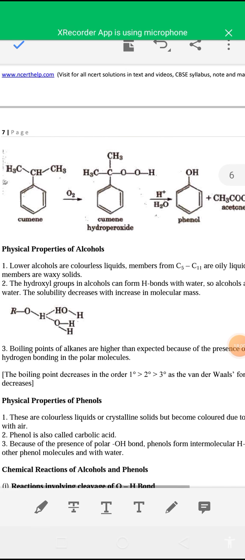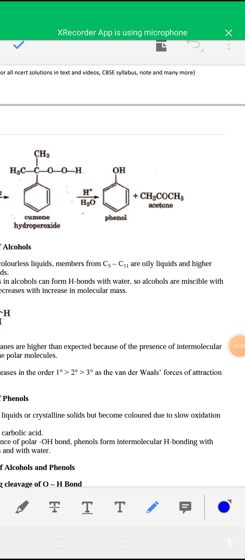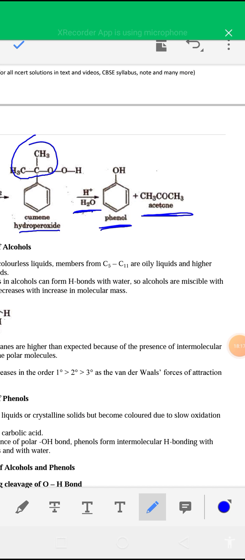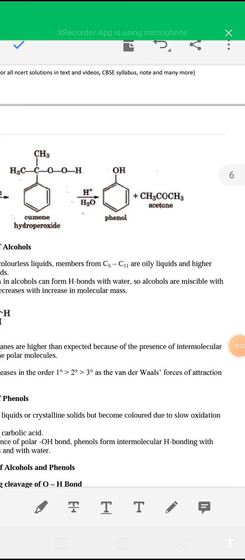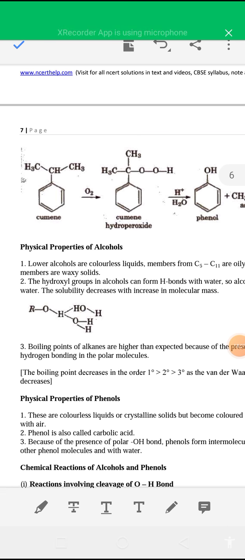In the next step, when cumene hydroperoxide is hydrolyzed with water or acid, a group is removed as acetone, and the cumene hydroperoxide is converted into phenol. So you have to remember these changes. This is a very important preparation of phenol from cumene.